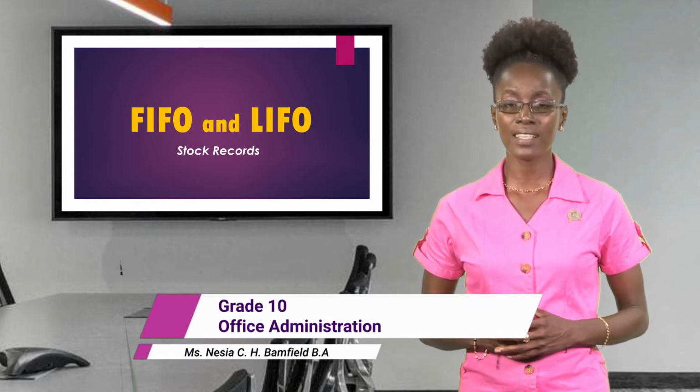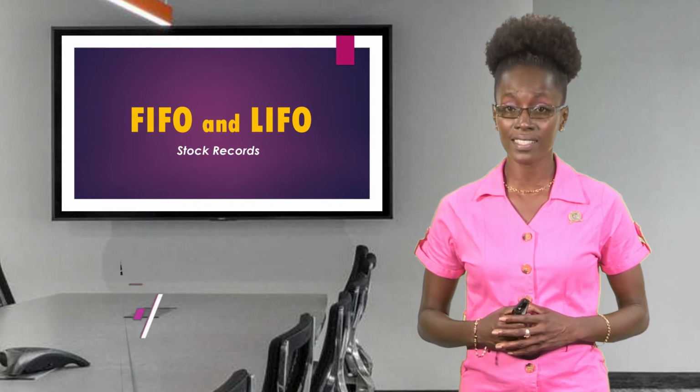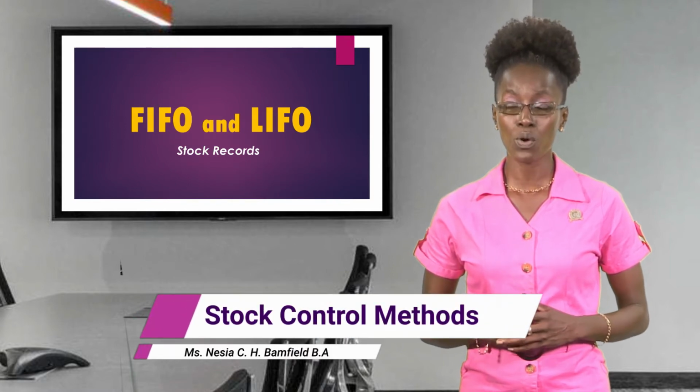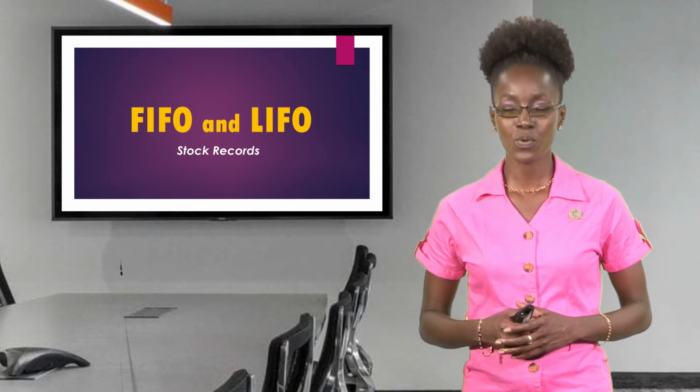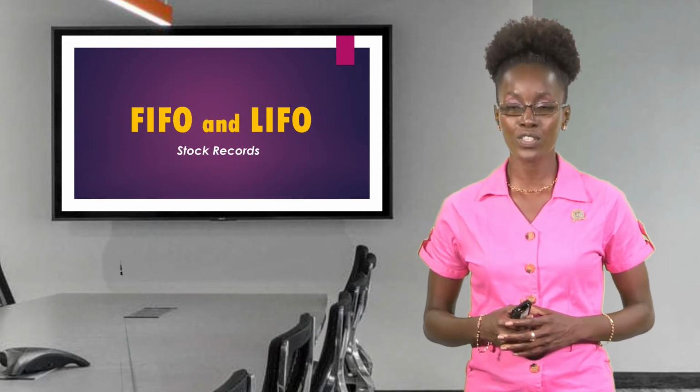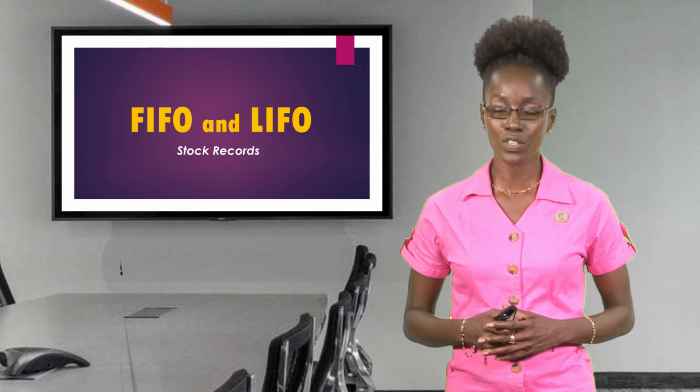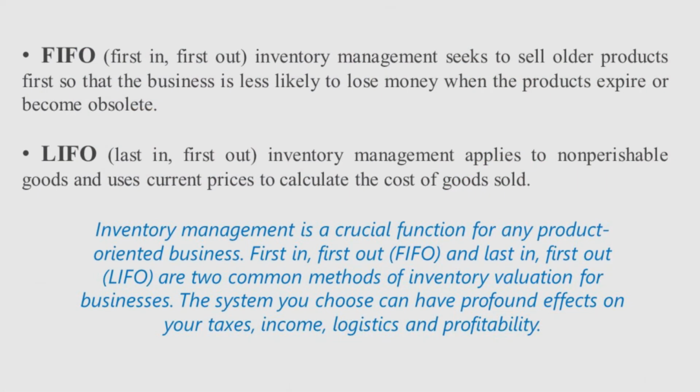Let's turn our attention to the methods of stock control. The two basic methods we will be focused on today are the FIFO, which is the first in, first out method, and the LIFO, which is the last in, first out stock record control method. The FIFO, first in, first out inventory management, seeks to sell older products first so that the business is less likely to lose money when the products expire or become obsolete.